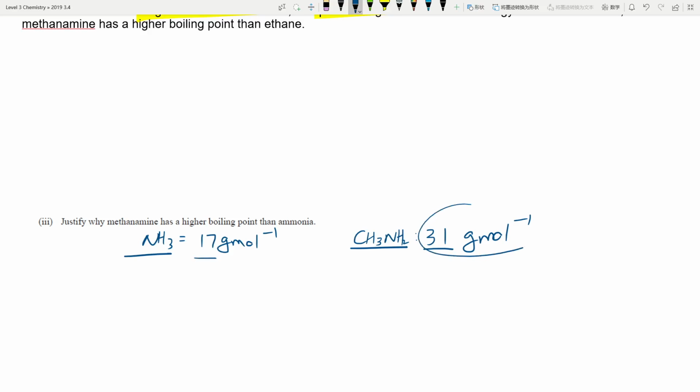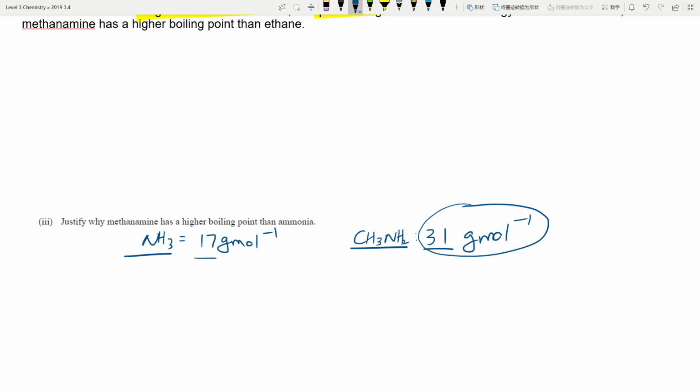Because it has a larger molar mass, that means it has more electrons. It has more electrons, that means it will have a stronger temporary dipole-dipole force of attraction. So what it means, it makes the molecules more polarizable. So that means when the electrons do move around, you will create a stronger temporary dipole force of attraction. So that means it has a higher boiling point.